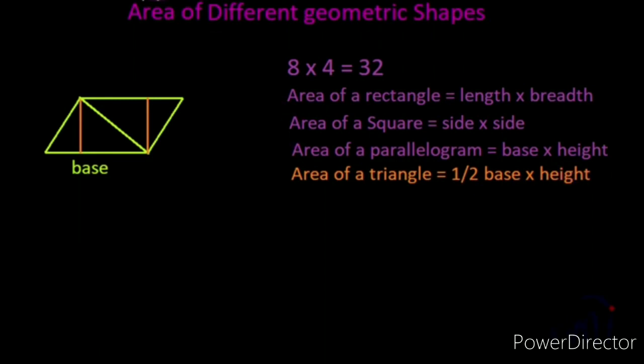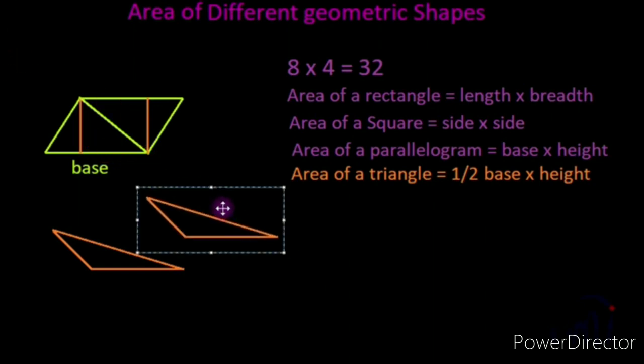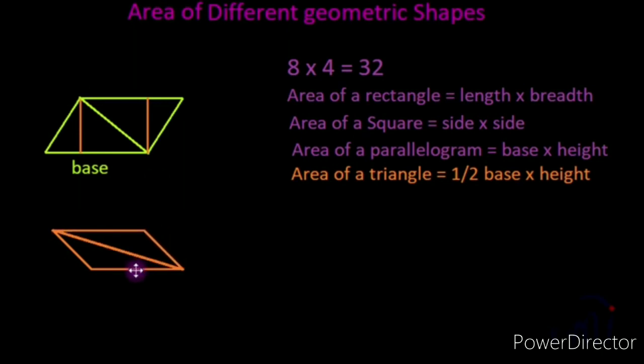Okay, so now you can ask whether it will be true for an obtuse angle triangle also. So let me make an obtuse angle triangle over here and let's see. This is an obtuse angle triangle, and this can also be converted into a parallelogram. This is the copy of the triangle, and let me flip it vertically and then horizontally, and then if I join it, you get a parallelogram whose area is exactly double the area of the triangle. So from here also we can say the area of a triangle is half base multiplied by height.